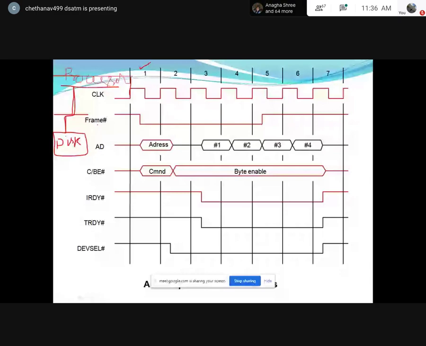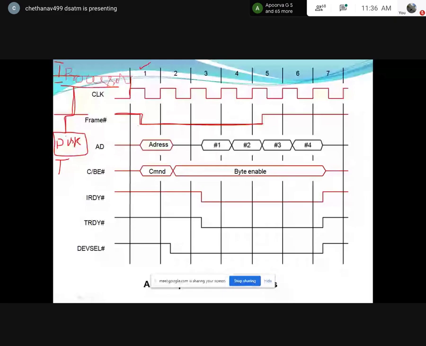This is the one who initiates, and this is the one who sends the data, like a target system. This is the initiator system and this is the target system. That's very simple. Now the initiator wants the data from the target device, and for that purpose I have to enable the frame signal.